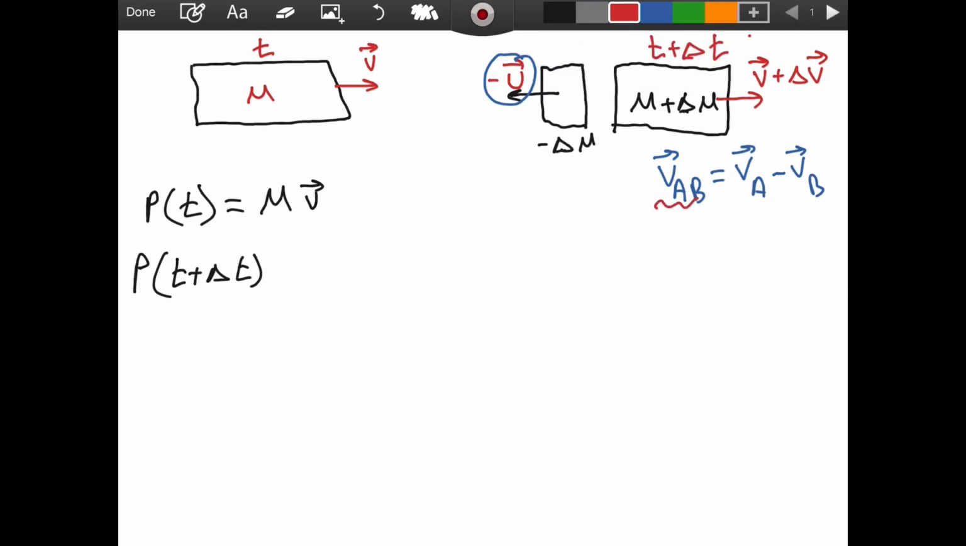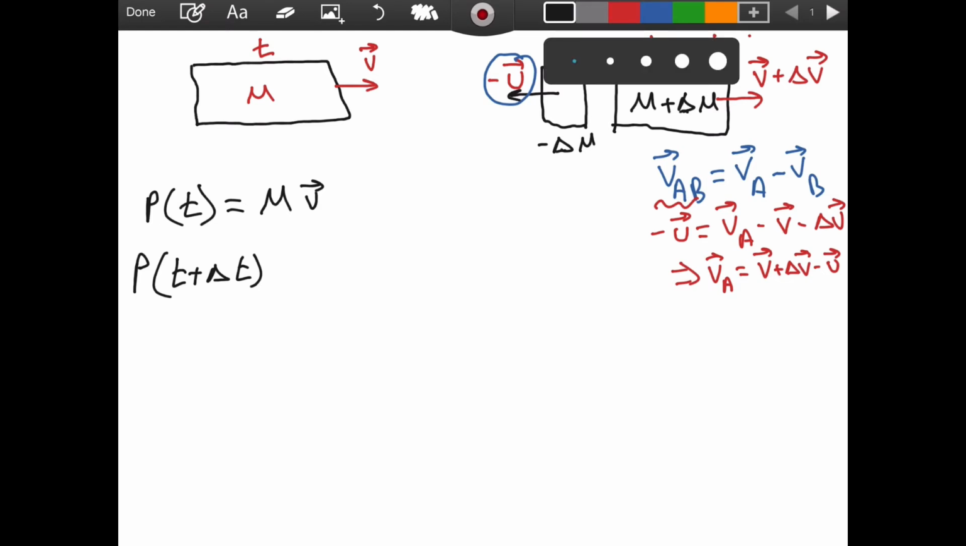So V_AB in this case is negative u, and we are trying to find V_A, the actual velocity of our fuel with respect to an outside observer, minus the velocity of our rocket. It is going to be v minus, don't forget the delta v as well. So I distribute a negative sign, which turns out that V_A, the velocity of our fuel, is going to be equal to v plus delta v minus u. Alright, so we got that out of the way.